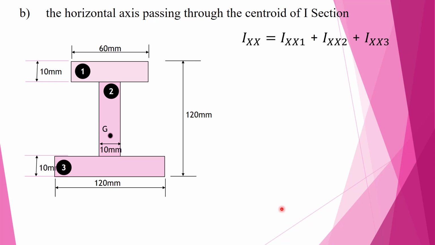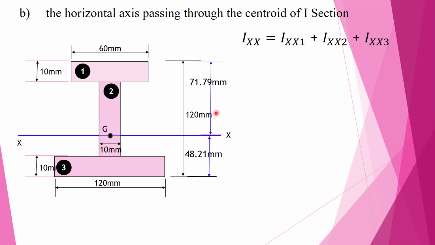So you can mark the centroid first. So which will be at a distance of 48.21 mm from the base of the rectangular section, or it will be at a distance of 120 minus 48.21 mm. That is 71.79 mm from the top of the rectangular section. So I have marked the centroid of this I section. Once the centroid is marked, you can draw the reference axis passing through that G. So this is our reference axis XX.